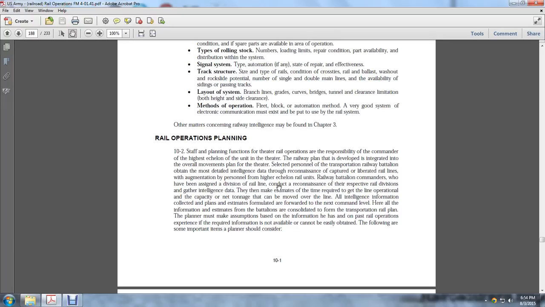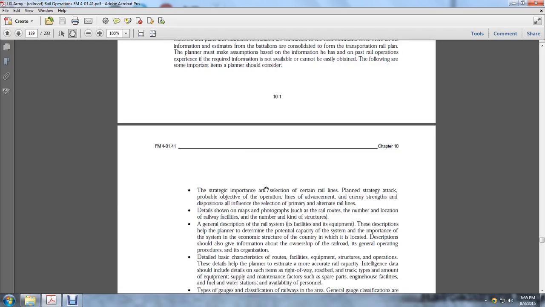Here all the information, the estimates, and the battalions' reports are consolidated into the form of the transportation railway line. The planner makes assumptions based on the information he has or on past railway operation experience, if required, if the information is not available or cannot be easily obtained. The following are some important items the planner shall consider.